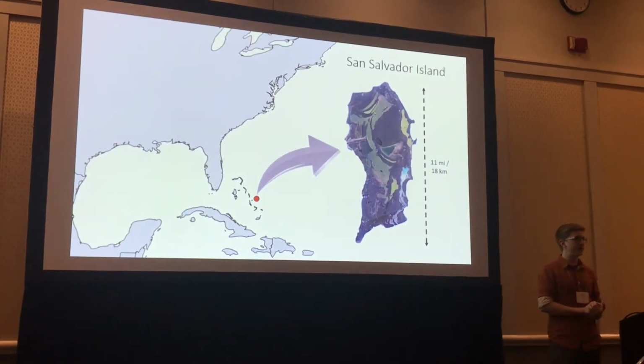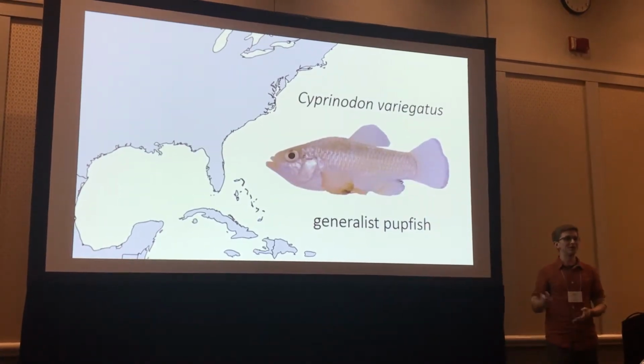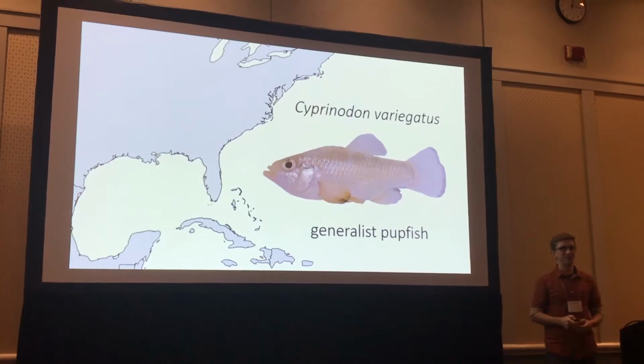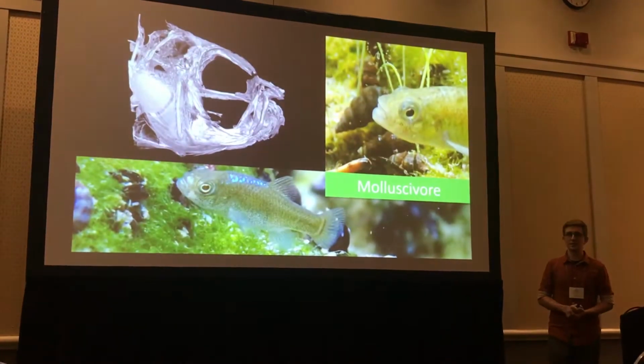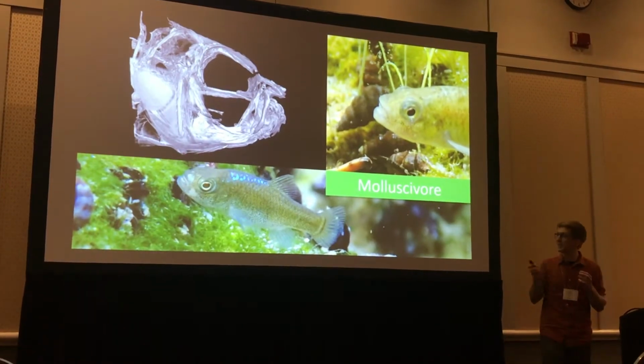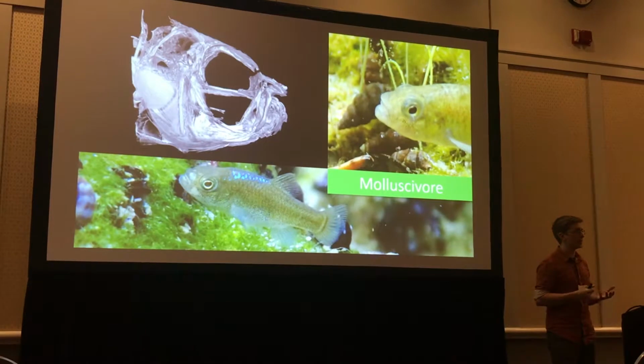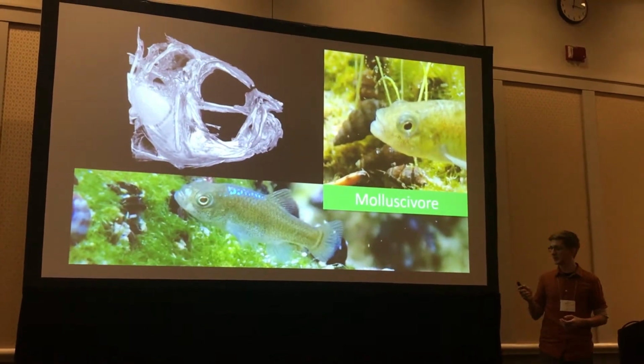However, there are 2 really interesting exceptions to this rule on the small island of San Salvador, where there's been a recent adaptive radiation. And we find our generalist pupfish, along with 2 endemic specialist pupfishes. One of those specialists, Cyprinodon brontotheroides, has evolved these short, robust jaws, as well as this nasal protrusion here that it uses to crush hard-shell prey like mollusks, and so I'll refer to this as the molluscivore.